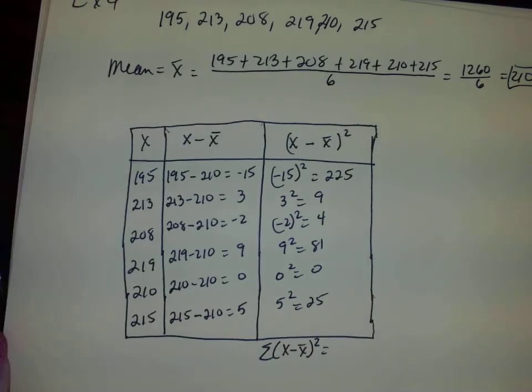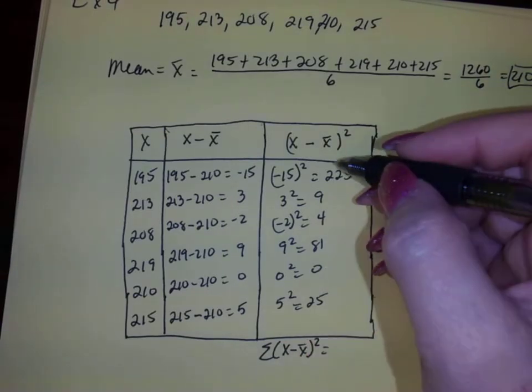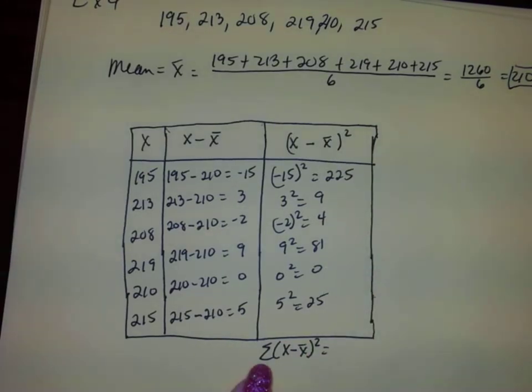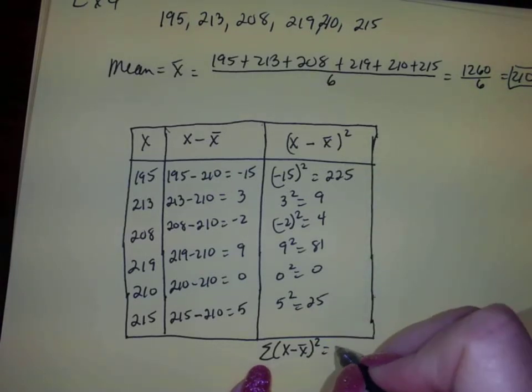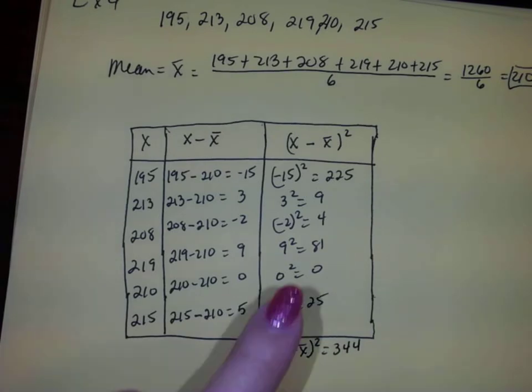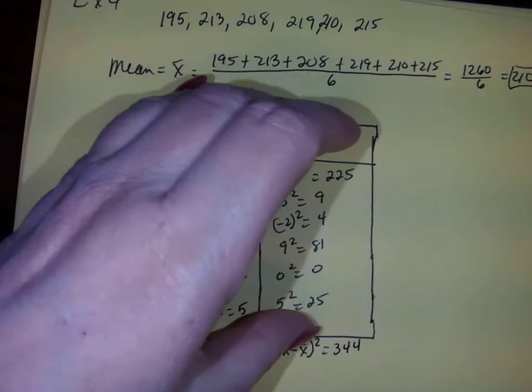Now, what we have to do is add all of our numbers up. So we're going to add our 225, our 9, our 4, our 81, the 0, and 25. That's what this means, to sum it. So we're summing all of those together, and we're going to get 344. So that's the sum of this part.